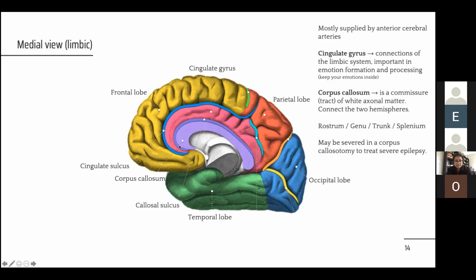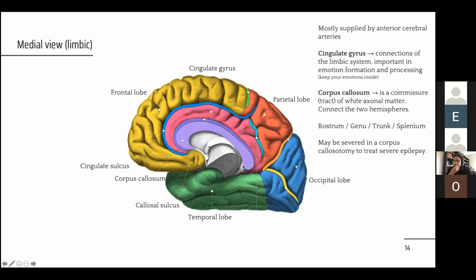The other thing that you can see here, in purple, is the corpus callosum. The corpus callosum is white matter, and everything that's white matter is just tracts of axons. In particular, the corpus callosum is responsible for connecting the two hemispheres together. There are four parts of the corpus callosum. The rostrum, meaning beak, so it's this pointy bit down here. The genu, meaning knee, so it's the bend. And then you have the trunk, and then the splenium at the end.